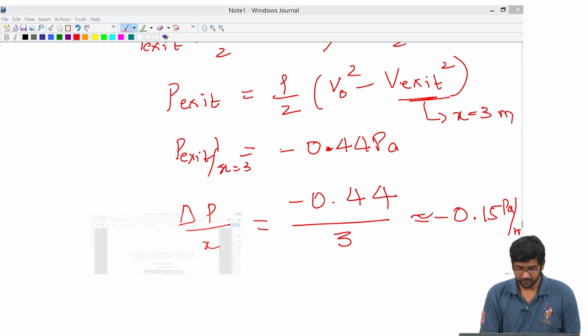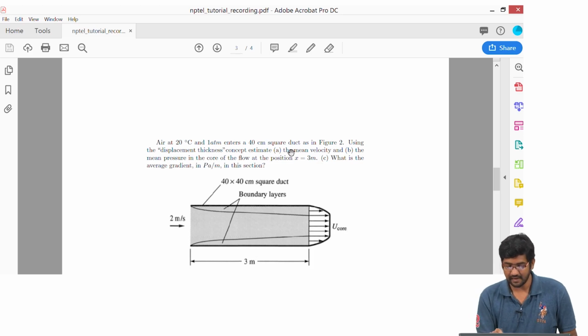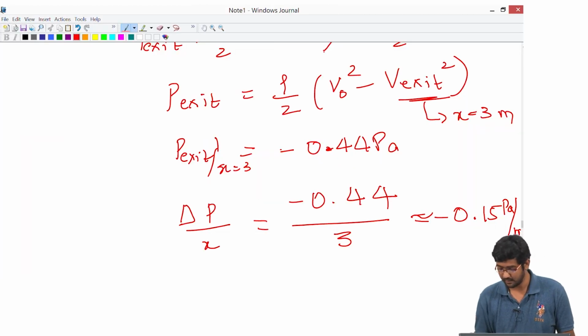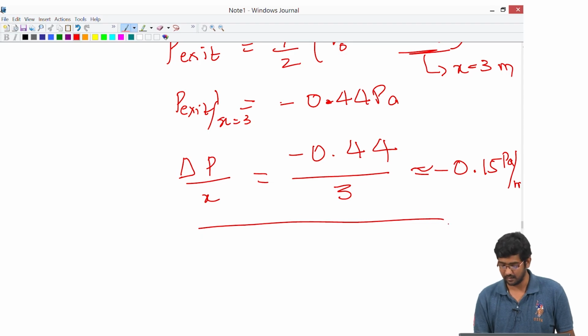Therefore, using the displacement thickness concept, we have calculated the mean velocity, and using that mean velocity and Bernoulli's expression, we have calculated the pressure, and from that we have calculated the pressure gradient. In this way we can use the displacement thickness concept in the case of a channel and calculate the exit velocity and the pressure gradient.